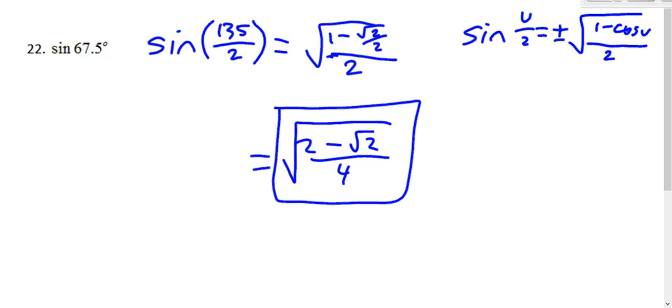Going back, I made a mistake on the sign right here. Cosine, that would be a negative, so it's minus a negative, which turns positive right there. So it's 2 plus square root of 2.